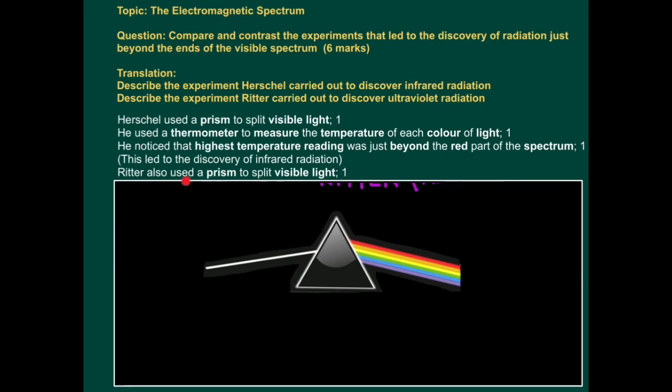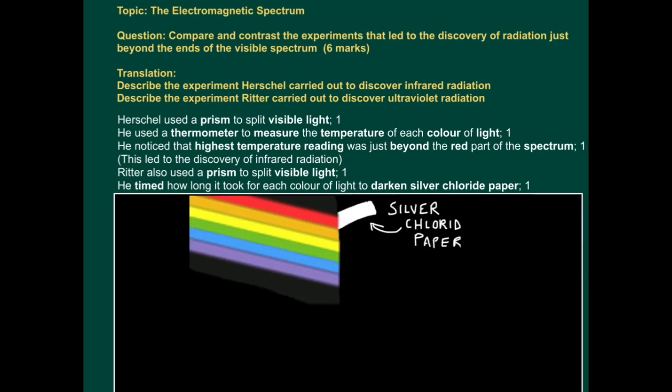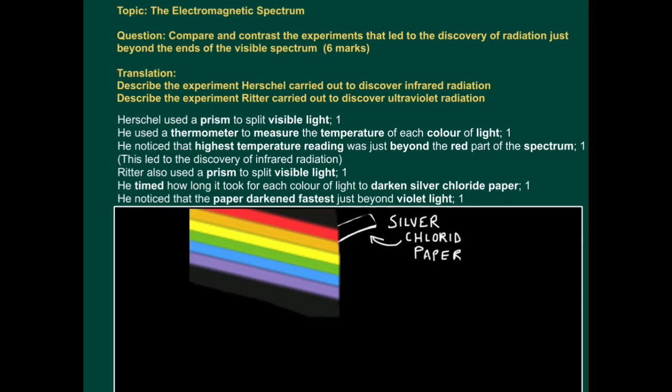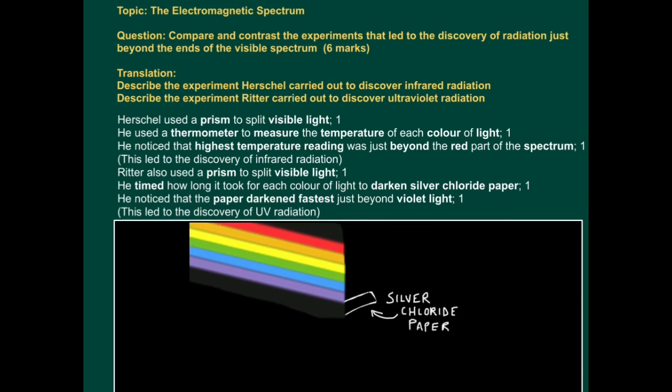Ritter also used a prism to split visible light into its spectrum of colours, but he timed how long it took for each colour of light to darken silver chloride paper. So silver chloride coated strips would basically darken when exposed to radiation. And he noticed the paper darkened fastest just beyond violet light. And this led to the discovery of UV radiation.